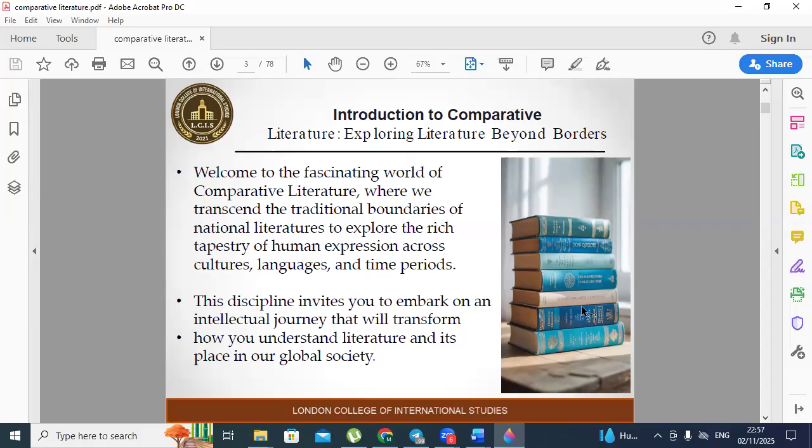The slide establishes the fundamental identity of the course. The title, Comparative Literature, is presented formally alongside the authority figure for the course. This will provide us with the academic context, signaling that this presentation is the official outline for a structured program of study at a recognized college, the London College of International Studies.